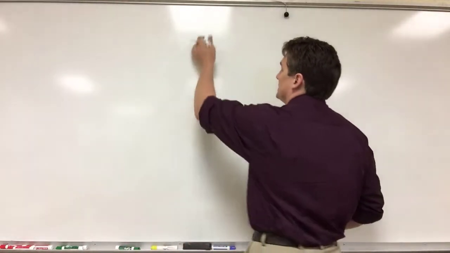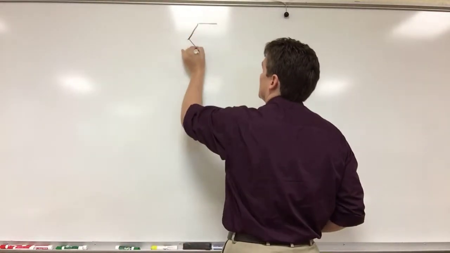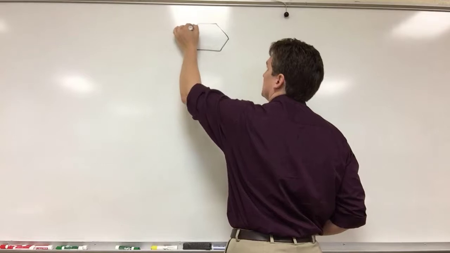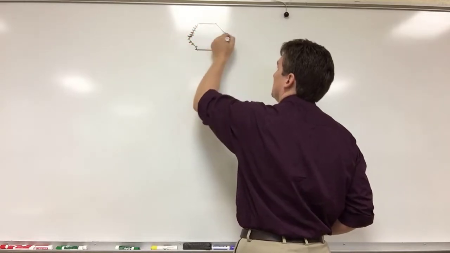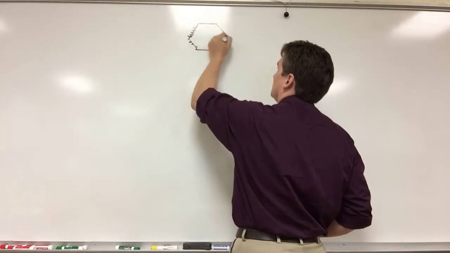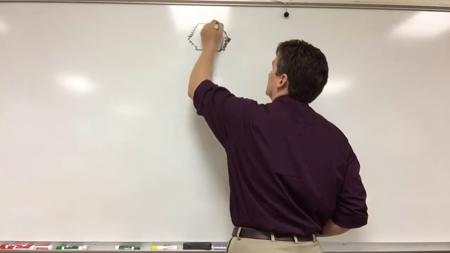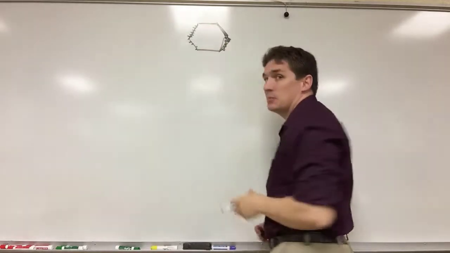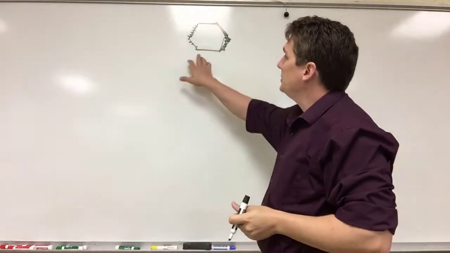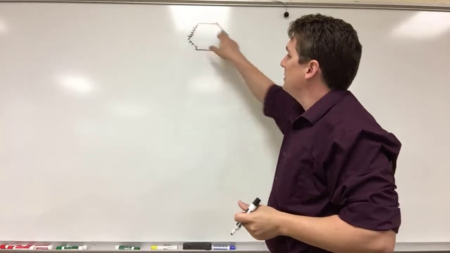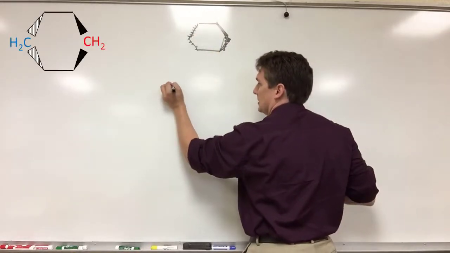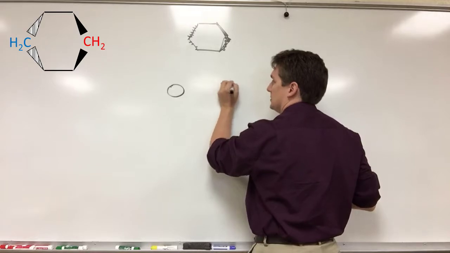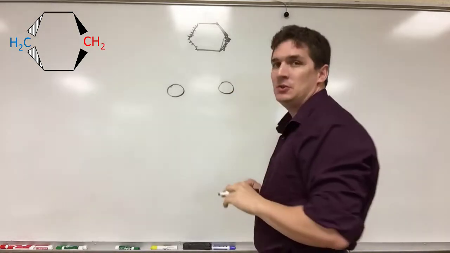So let's take our C6 ring and our chair conformation. And what we're going to do, sorry for how poorly this is drawn, is we're going to look along this carbon-carbon bond and this carbon-carbon bond. So we've got our Newman projections.